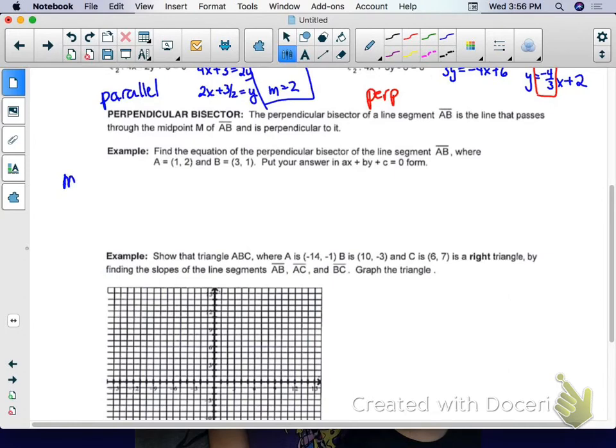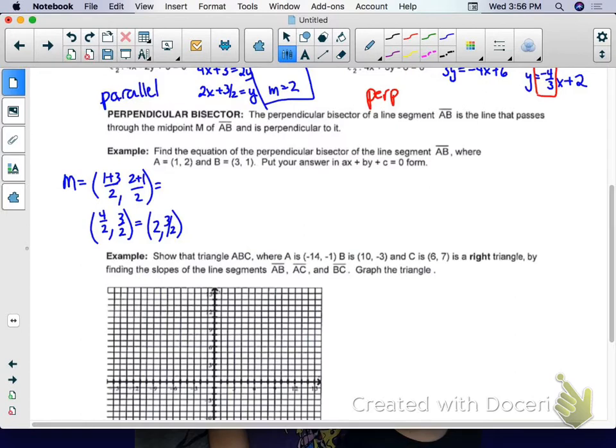My midpoint is going to be 1 plus 3 over 2 and 2 plus 1 over 2. So that's going to be 4 over 2 and 3 over 2, which is 2 and 3/2. You could say 1 1/2 there, I don't really care. Okay, next, I need to figure out what the slope of AB is, because the line that is going to be perpendicular to that is going to be perpendicular to the slope of AB.